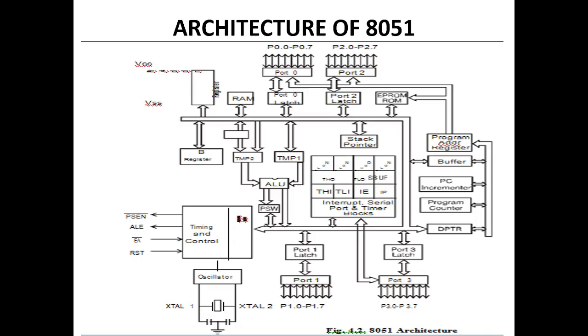64K program memory address space. The 64K data memory address space and 128 bytes of on-chip data memory. The external and 3 internal interrupt sources are used. An on-chip clock oscillator is used. Here the ALU works as a CPU.